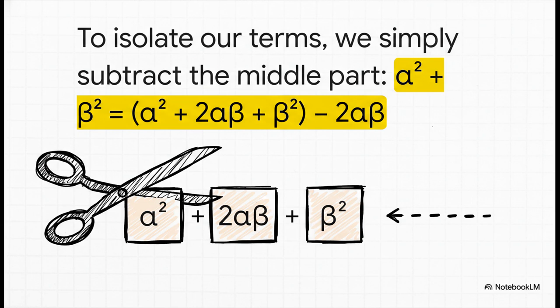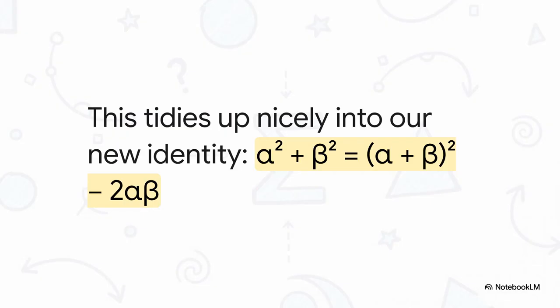We take that whole expanded expression and we just subtract that middle piece, the 2 alpha beta. That's the key move right there. And look what happens. It simplifies perfectly. We've done it. We've managed to express alpha squared plus beta squared using only the sum of the roots, which is alpha plus beta, and the product of the roots, alpha beta. This is exactly what we wanted to do.